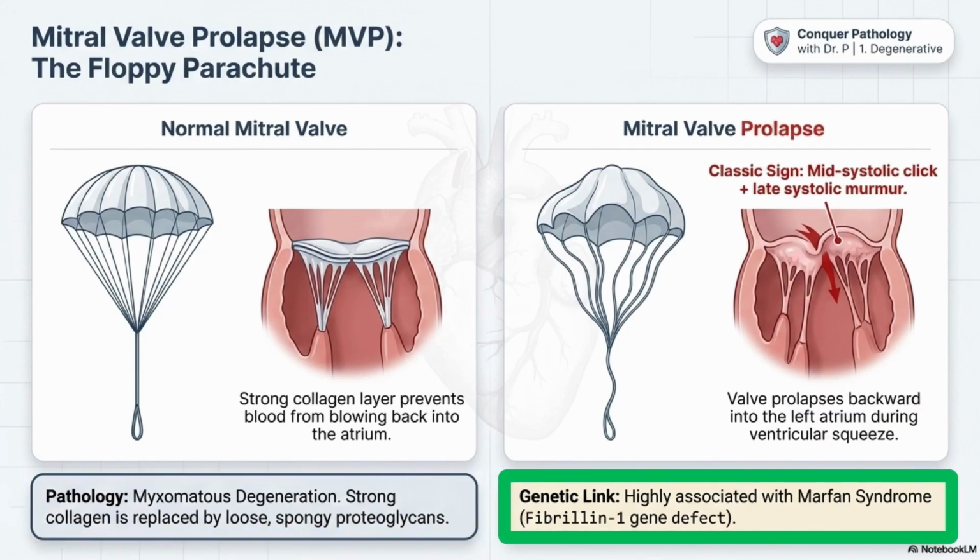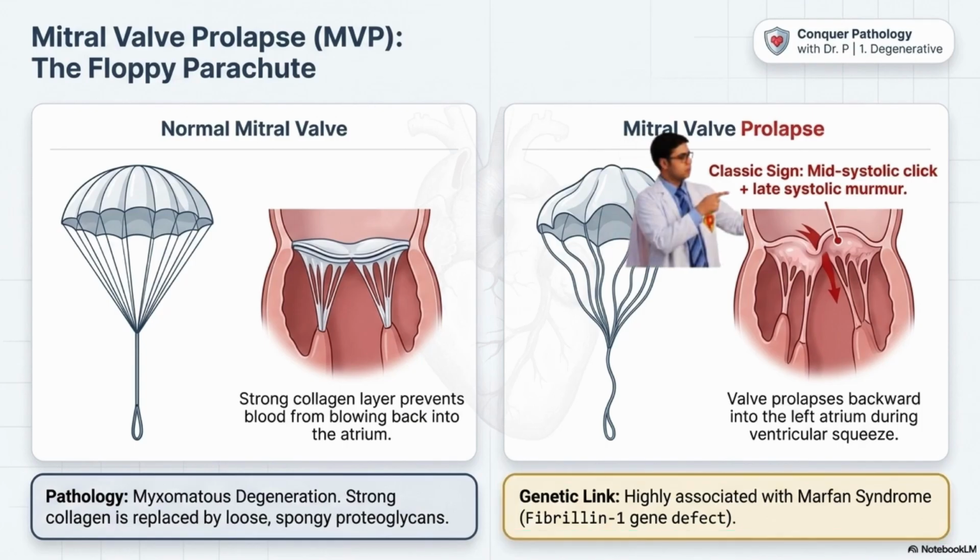Note the strong genetic link. MVP is highly associated with Marfan syndrome, which is a defect in the fibrillin 1 gene. Classically, the sign you will hear on auscultation is a mid-systolic click followed by a late systolic murmur.